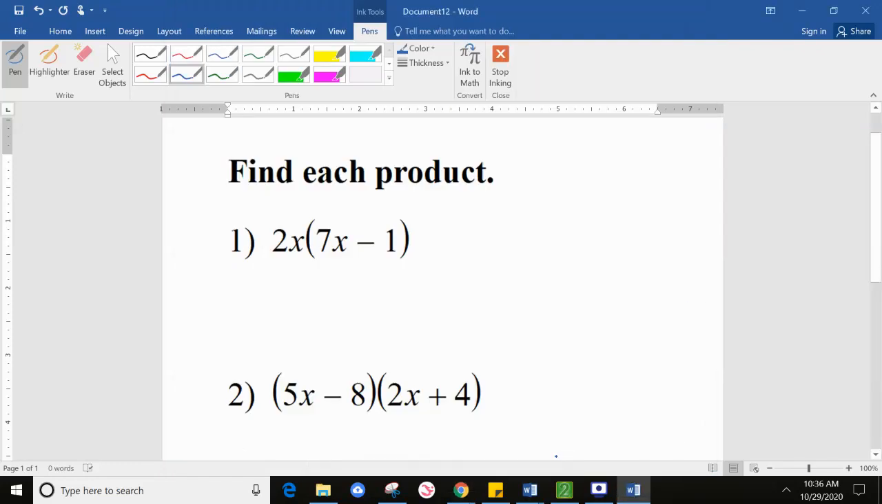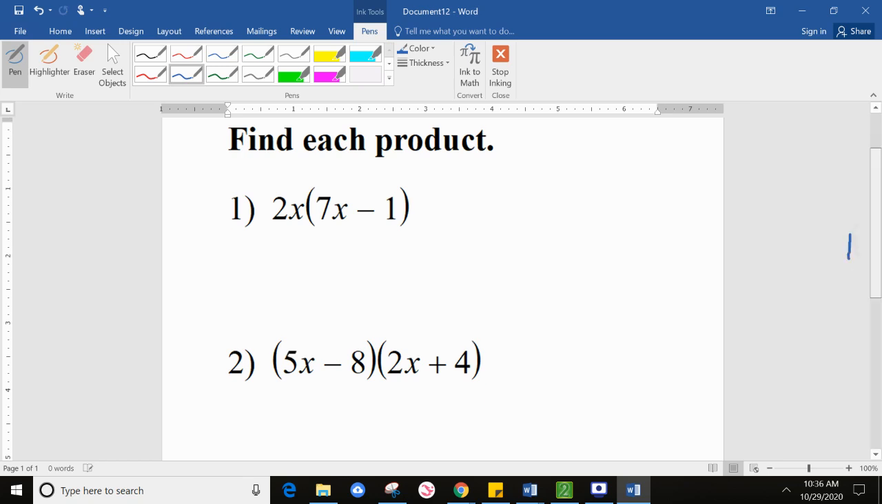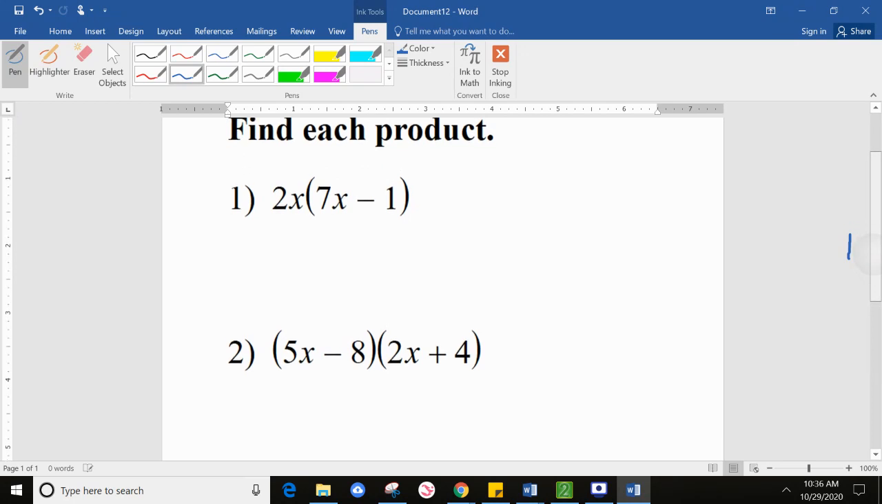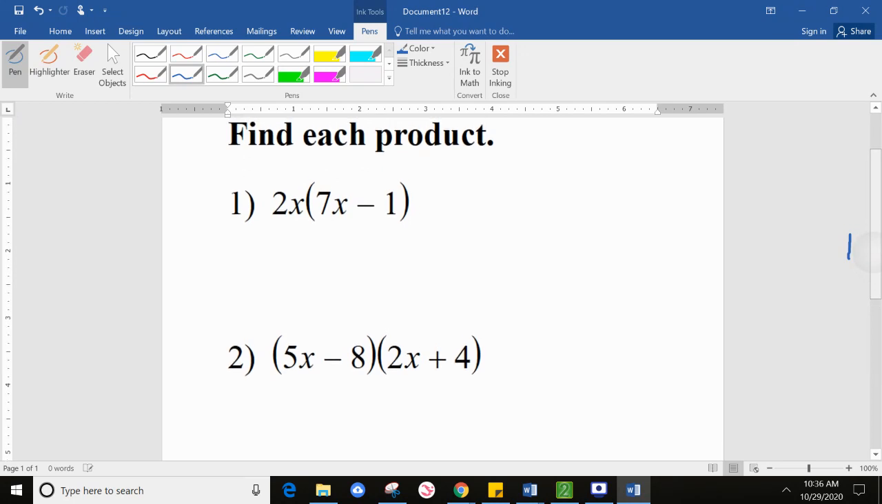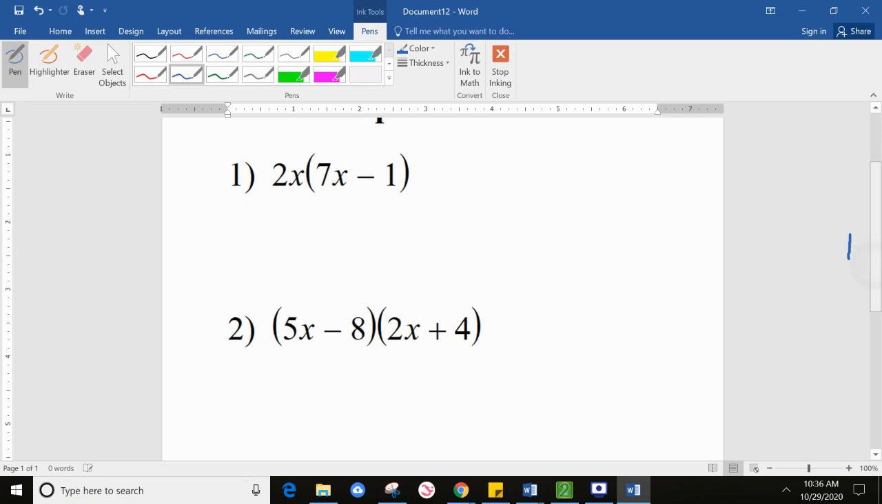Talk about multiplying polynomials. We're going to start with one that's pretty simple and work our way through one of the hardest ones that we're going to do. So let's go ahead and get started. This first one we have right here. But before we do that, notice it says find each product. Remember that product is a result of multiplication. So if you see that, that tells you what to do.